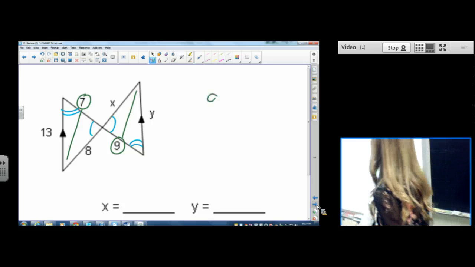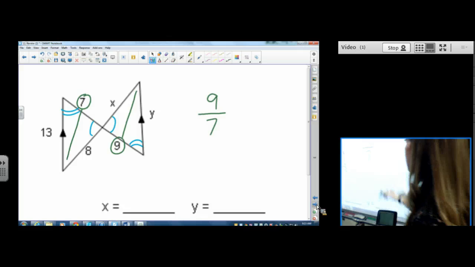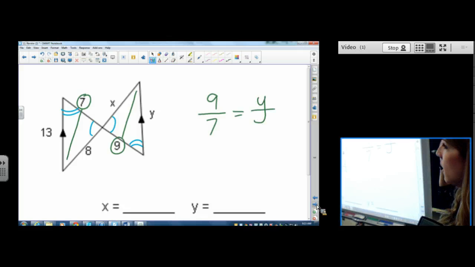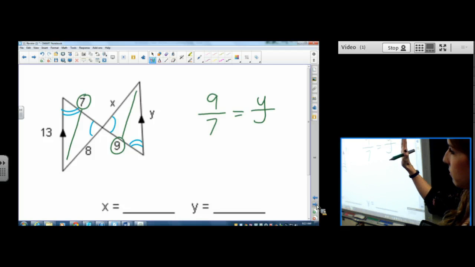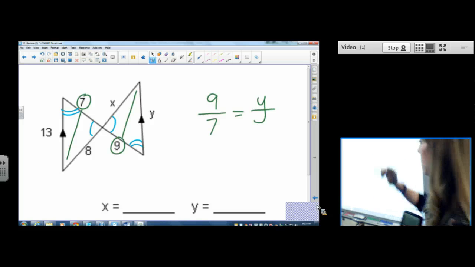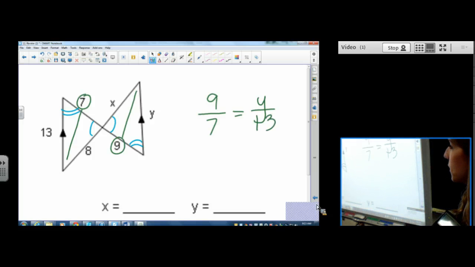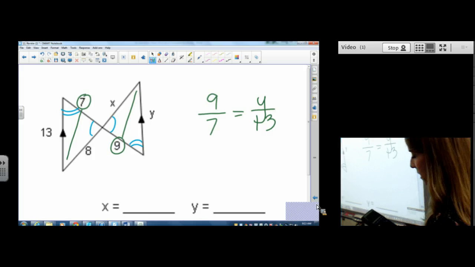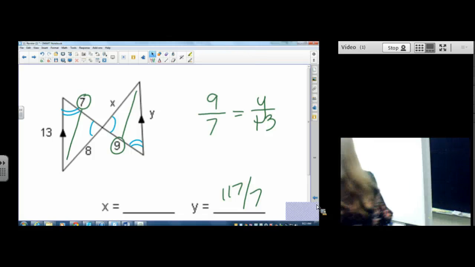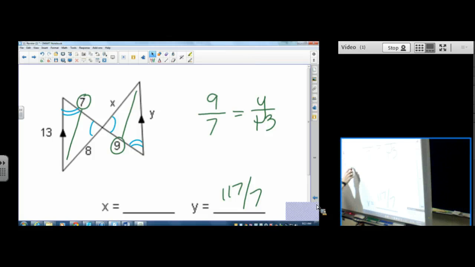You don't have to. 9 is to 7 as y is to, which one does y go with? Well, it's obvious. It's the one that goes vertical, straight up and down. So it goes with 13, the other one that goes straight up and down. They're both across from the single arc. So 9 times 13 divided by 7 is a nice pretty fraction. Just kidding, it's not pretty. 117 over 7.